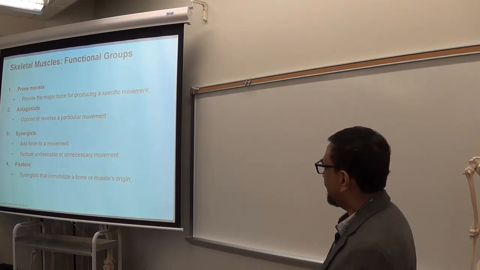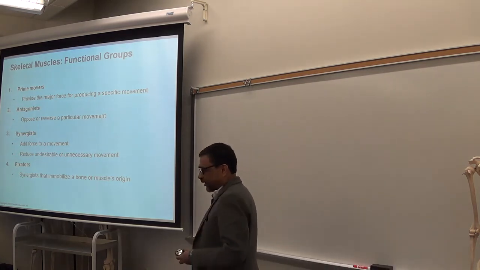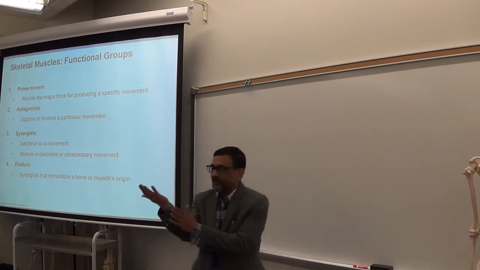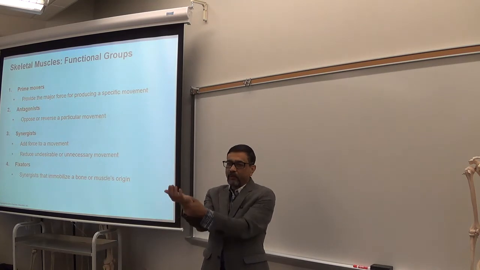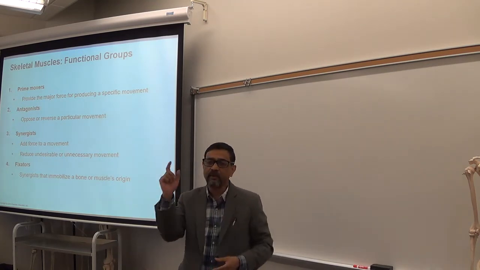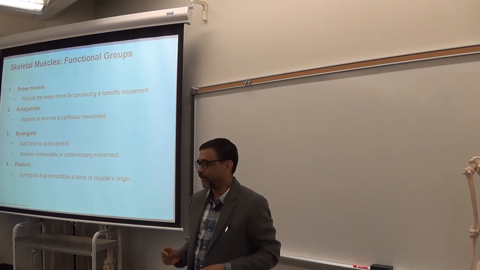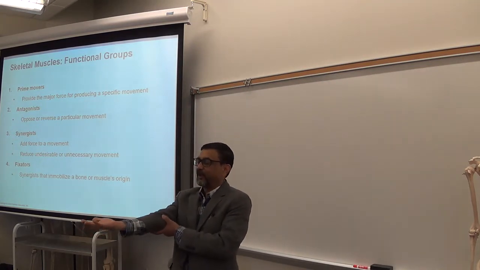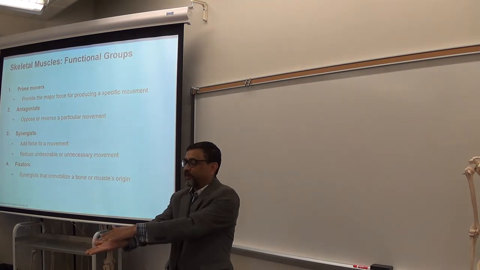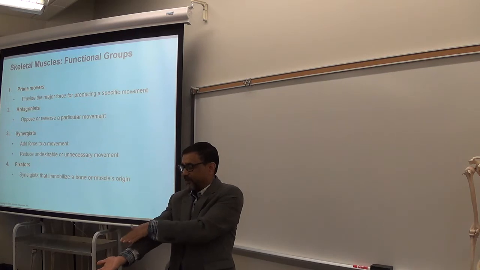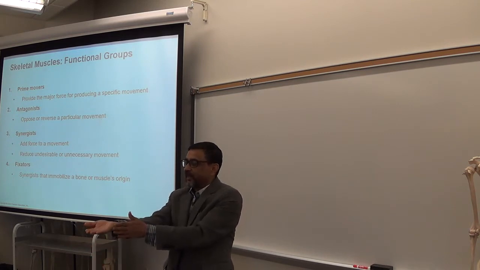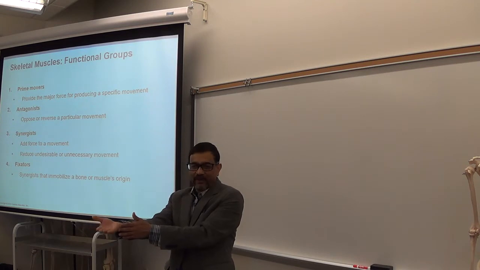So synergist. Fixators. There are some muscles that run around the joints and help to prevent undesirable movement of the joint. Now look at this, you will understand. I am trying to do flexion of my hand. This is the flexion of my hand, make sense? So these muscles, anterior forearm muscles, are doing that, make sense? Flexion.